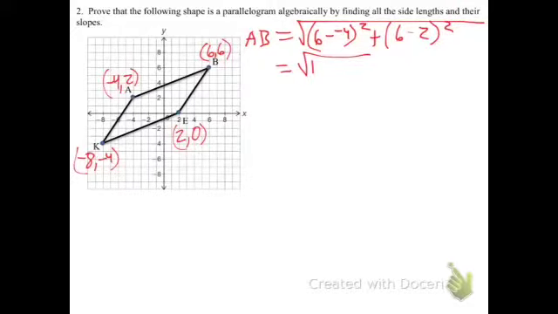6 minus negative 4 is 10. Squared is 100. 6 minus 2 is 4. Square that, you get 16. And you're looking at the square root of 116.